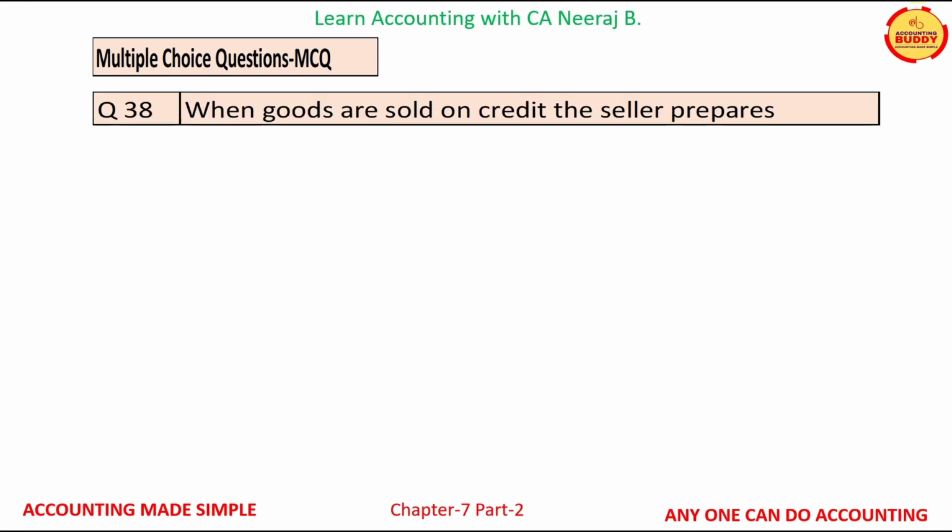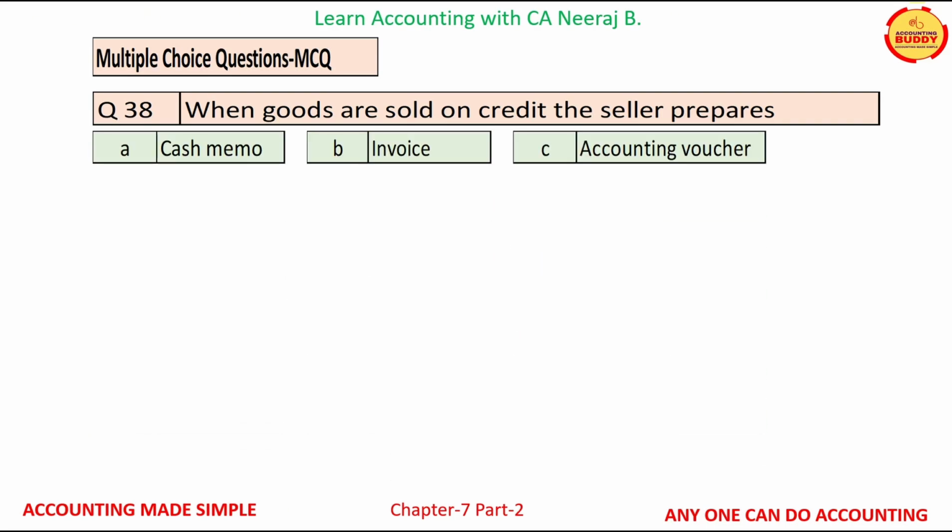Question number 38 on your screens is, when goods are sold on credit, the seller prepares, and the options available are option A, cash memo, option B, invoice, option C, accounting voucher, and option D, none of these. And the correct answer is option B, invoice. Therefore, when the goods are sold on credit, the seller prepares an invoice.